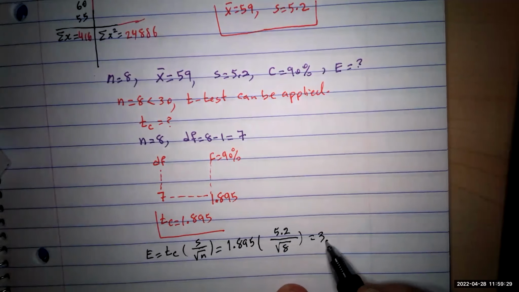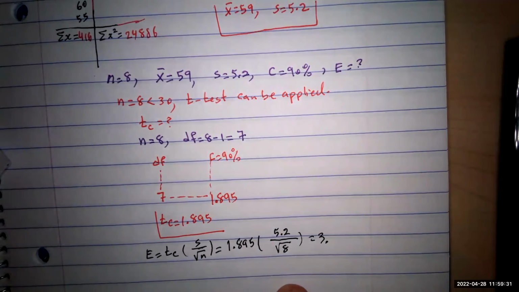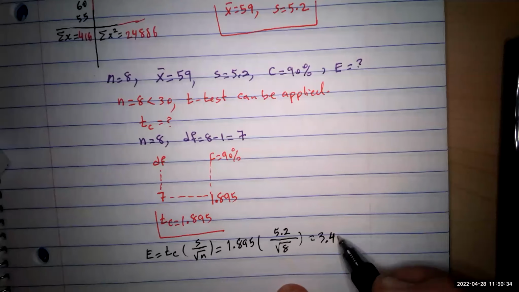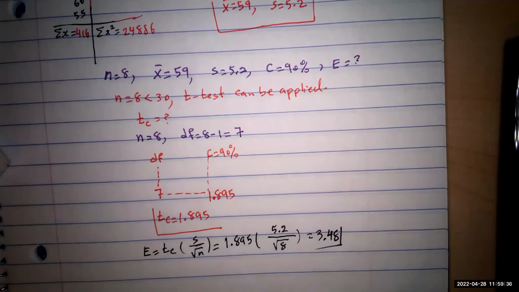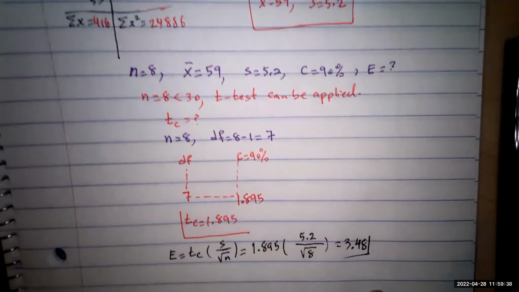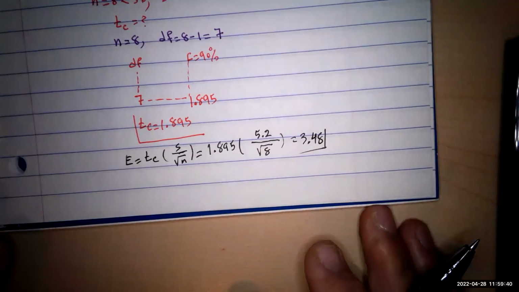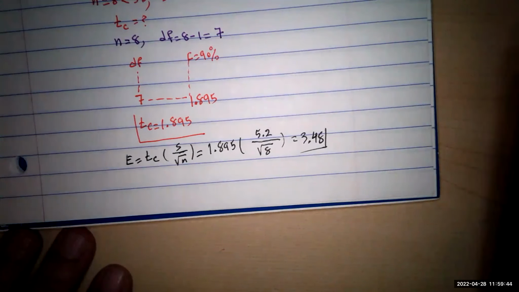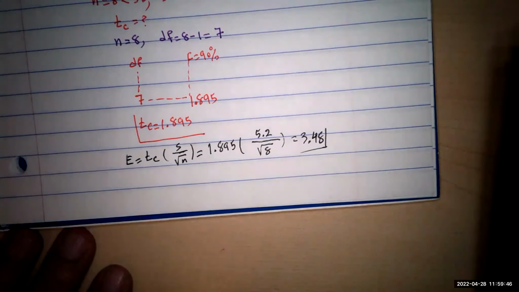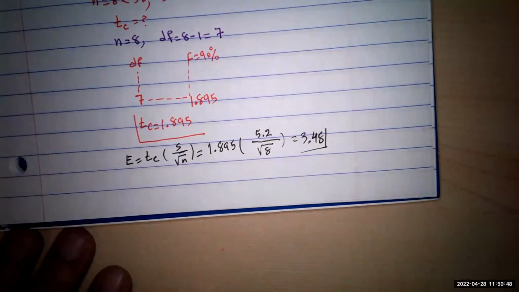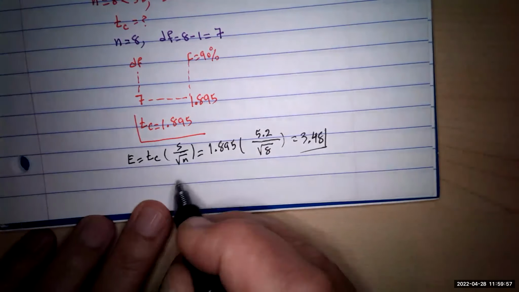So 3.48. So that would be our marginal error. Then we are ready to give you the intervals. Okay, any question? Just check your calculator and make sure you have something similar to the one that I got. I think that's correct. Now we are ready to give you the interval. Okay, so what's going to be the interval?